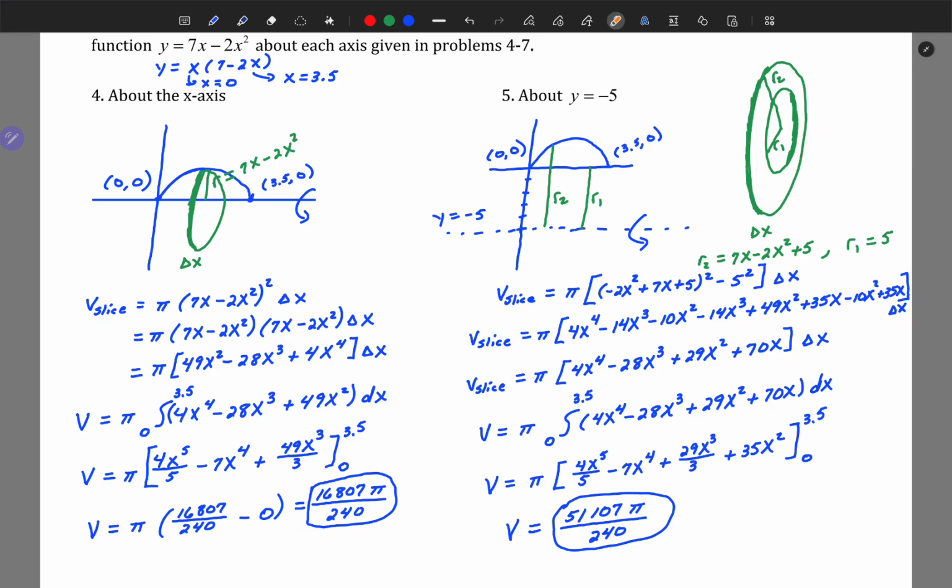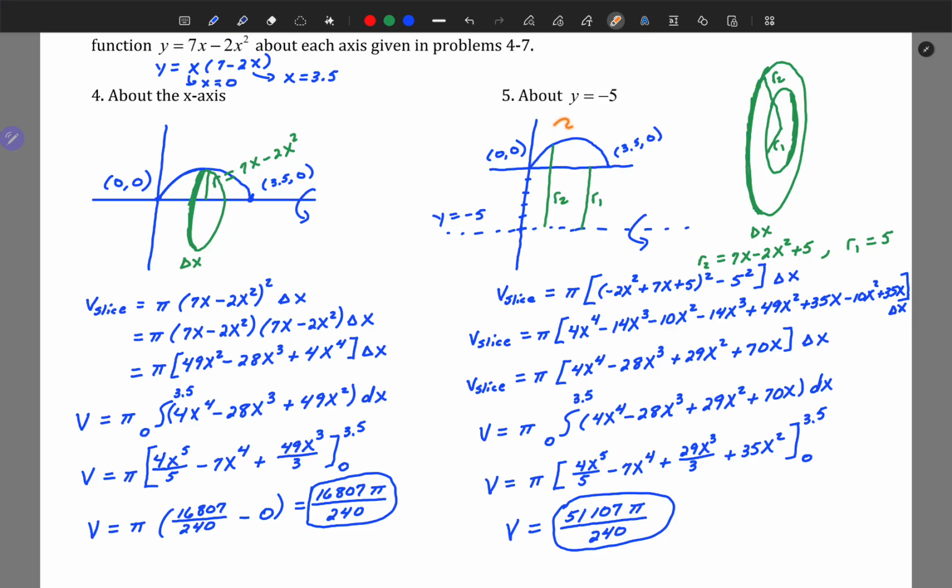Each of your slices is going to be a washer, where the volume of each individual slice is pi times the larger radius squared minus the smaller radius squared. That's the formula I've set up here, pi times R2 squared. I always call the larger radius R2. Well, R2 in this problem is your curve, which is 7x minus 2x squared, minus the axis of revolution, which is -5. But if you subtract a -5, then you're adding 5.